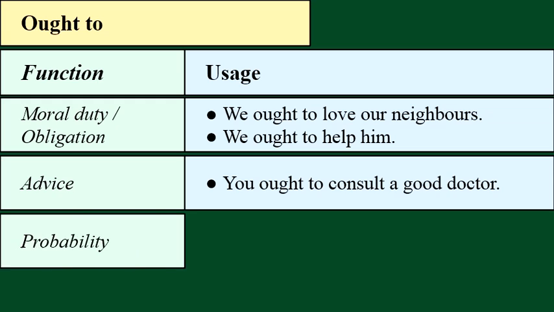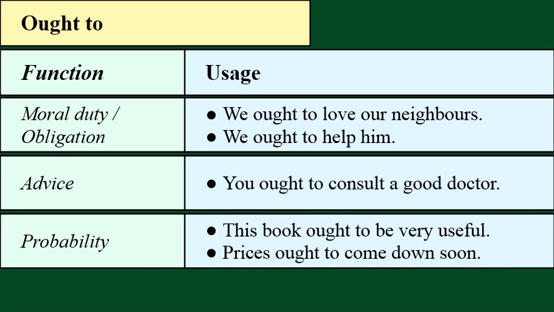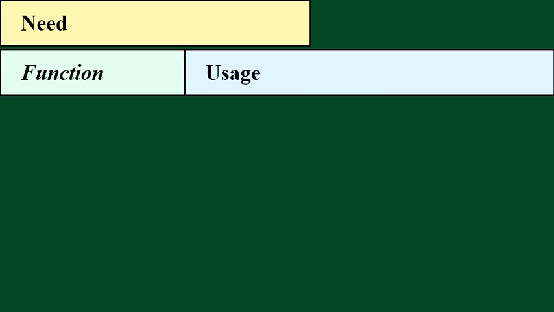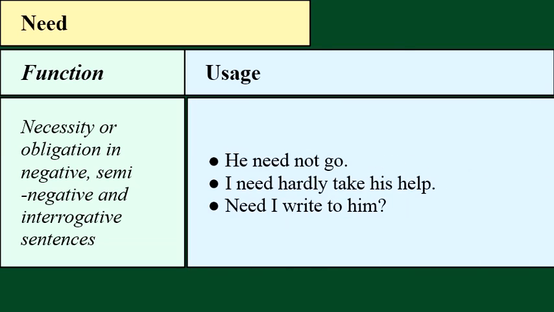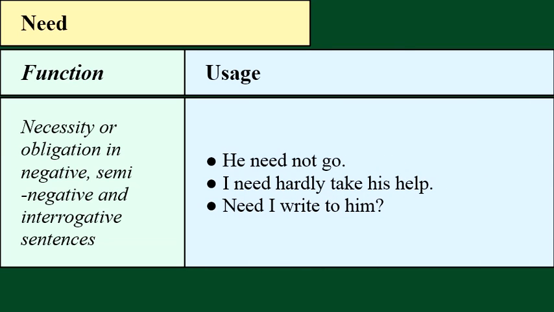It is also used to indicate probability. The examples are, this book ought to be very useful. Prices ought to come down soon. Need. It is used to indicate necessity or obligation in negative, semi-negative, and interrogative sentences. The examples are, he need not go. I need hardly take his help. Need I write to him?